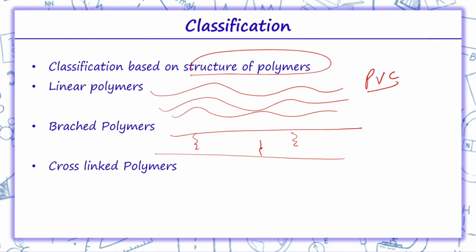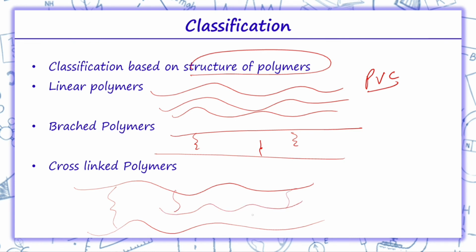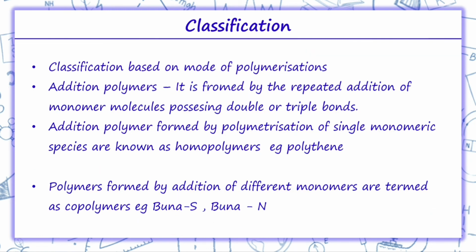Coming on to cross-linked. These are basically formed from bifunctional and trifunctional monomers. They contain strong covalent bonds between various linear polymers. So they have branching over here, that is the cross-linked. Two polymers are cross-linked over here, we call it cross-linked polymers. For example, here we have bakelite, melamine. These all are the examples of cross-linked polymers.